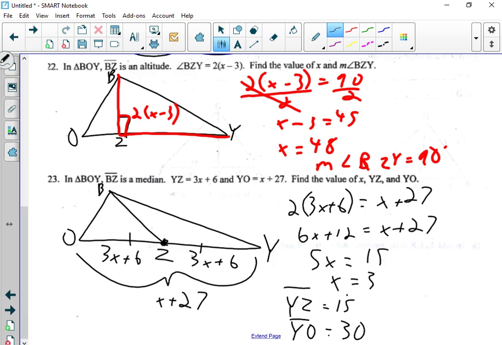Almost didn't follow my own rule. Pay attention to what it's asking for. It's asking for x, 1/2 of that base, and the entire base. And that's it.